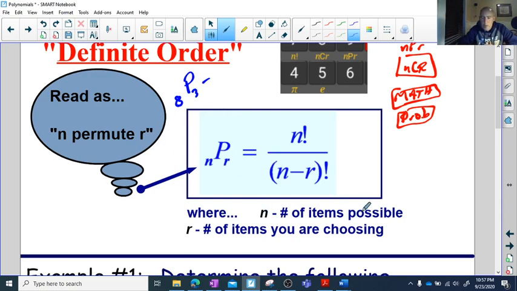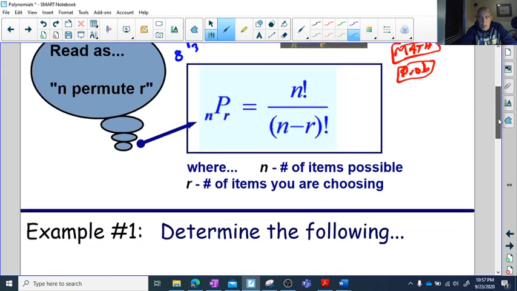So n is the number of items possible. r is the number of sub-items you're going to choose. So if you do it using the formula, it's n factorial divided by (n subtract r) factorial. Now what I'd like you to learn though is how to use hopefully that button on your calculator. It saves us not having to use that formula at all.